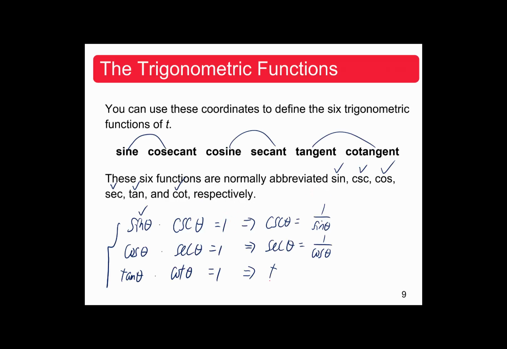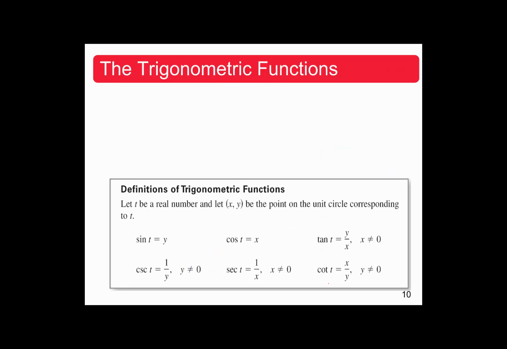And then tangent theta equals the reciprocal of cotangent theta. Now, again, let's look at the unit circle one more time. So this is the unit circle. Now, on this unit circle, let's say we have any given ordered pair here, (x, y), with points 1, 1, -1, -1. Now again, in order to define all these 6 trigonometric functions, let's assume t is the angle here.